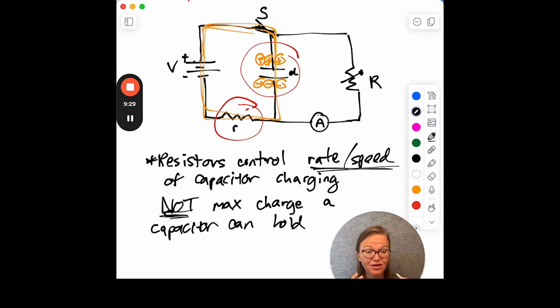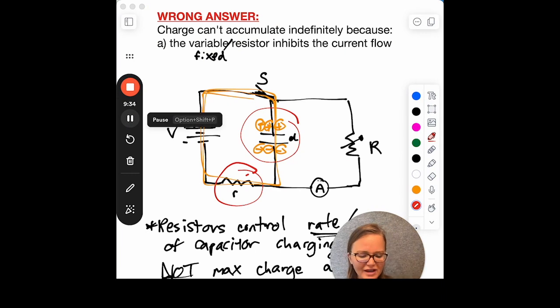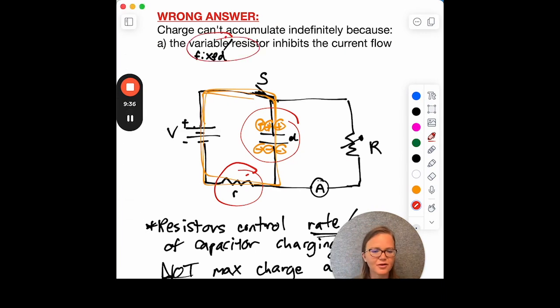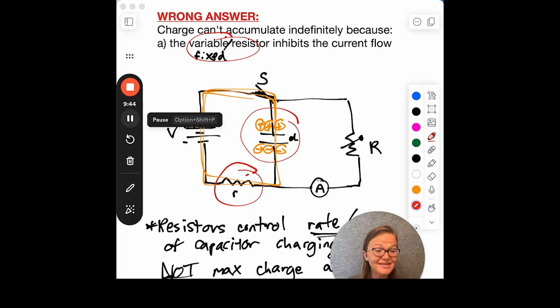That just depends on their capacitance and the voltage from the battery. So we know that whether we're talking about a variable resistor or a fixed resistor, it's not going to control how much charge can accumulate on our capacitor plates. So that's why this answer choice is wrong.